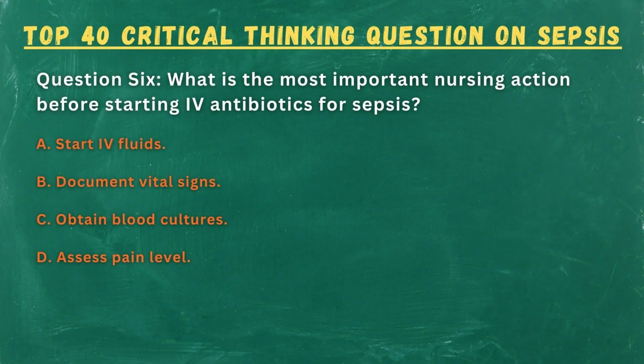Question 6. What is the most important nursing action before starting antibiotics for sepsis? A. Start IV fluids. B. Document vital signs. C. Obtain blood cultures. D. Assess pain level. Answer. C. Obtain blood cultures.